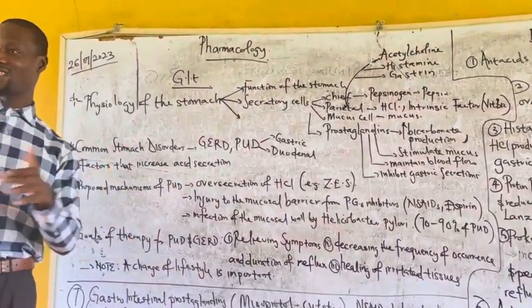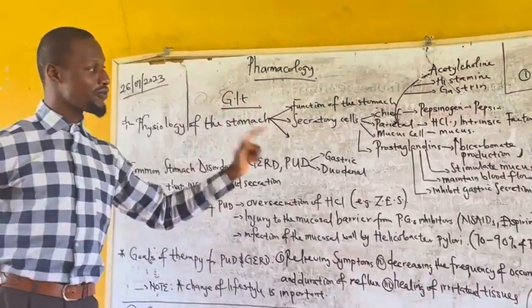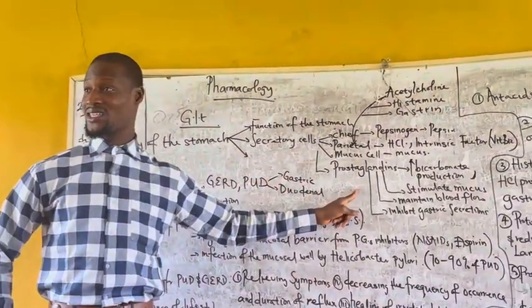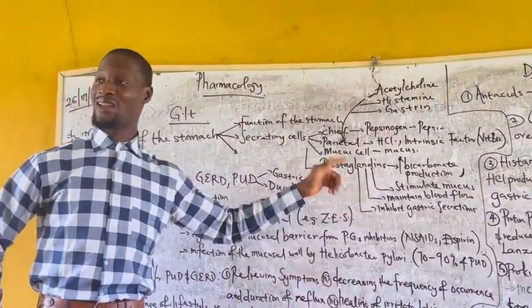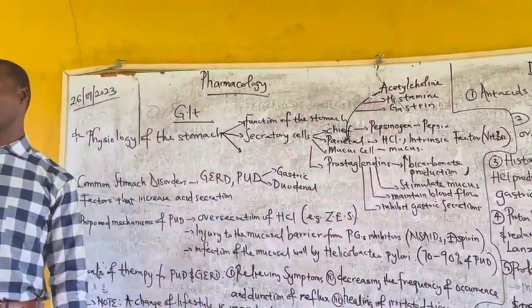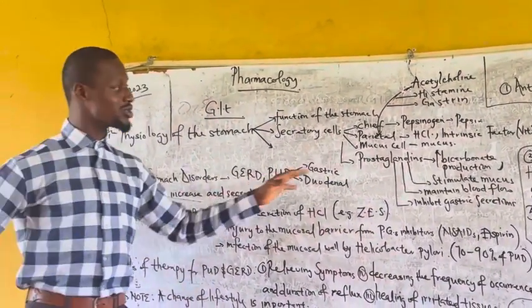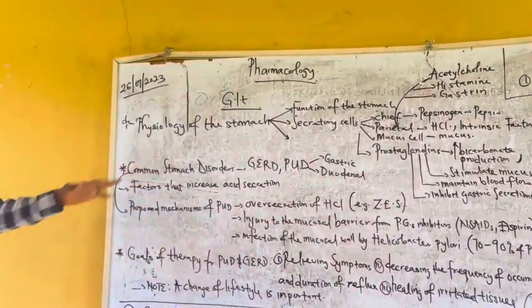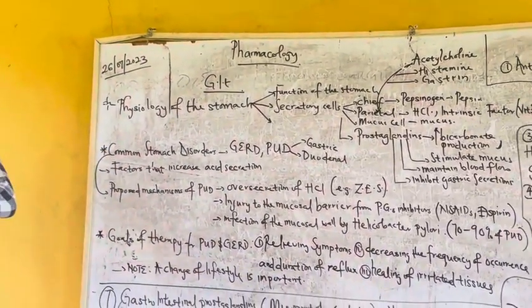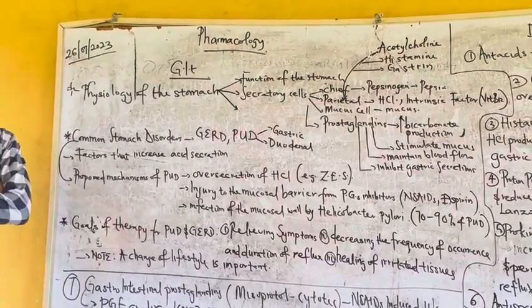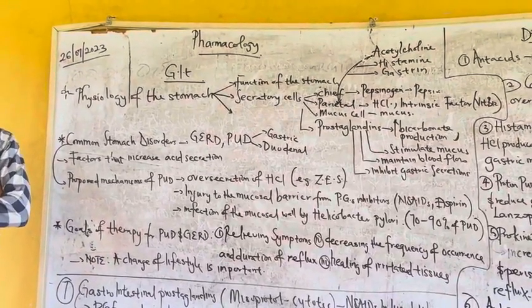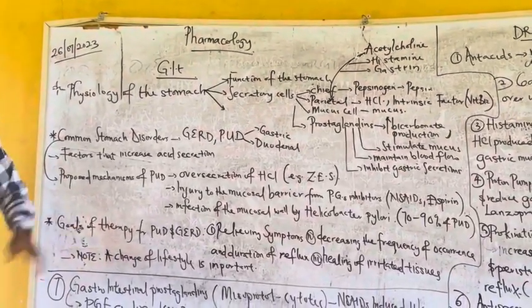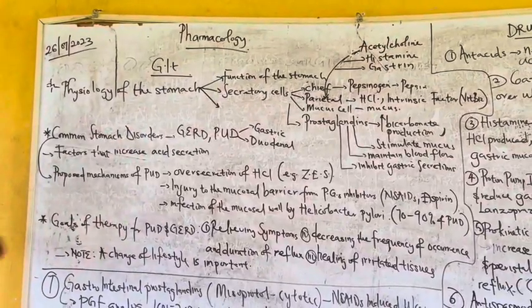So any activity in the body that prevents the release of prostaglandin will cause what? It would likely lead to ulcer. So we'll still come back to that. Coming back to the major stomach disorders, we're looking at GERD, gastroesophageal reflux disease, that has other names, and PUD, peptic ulcer disease, gastric and duodenal ulcer.